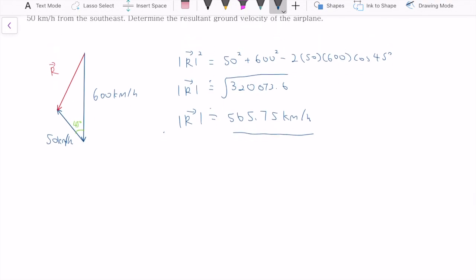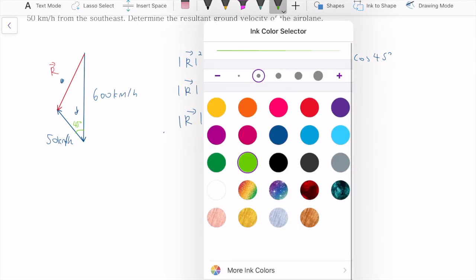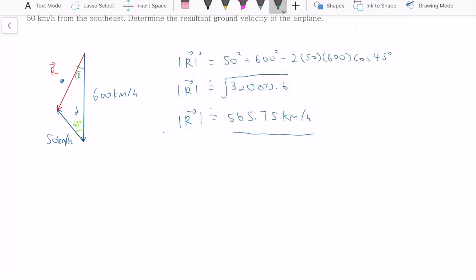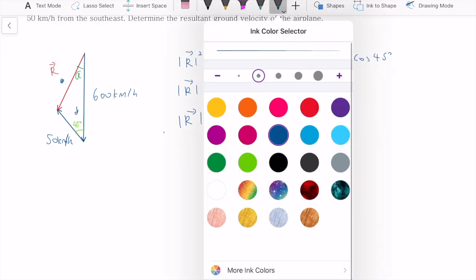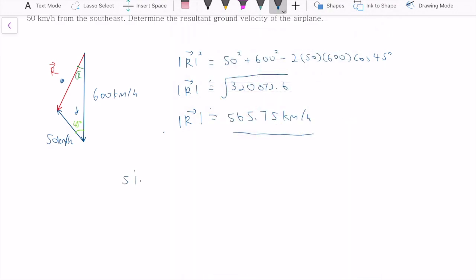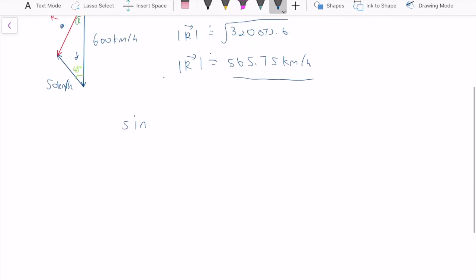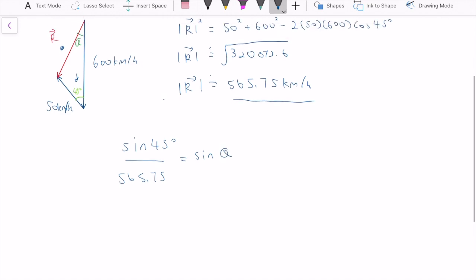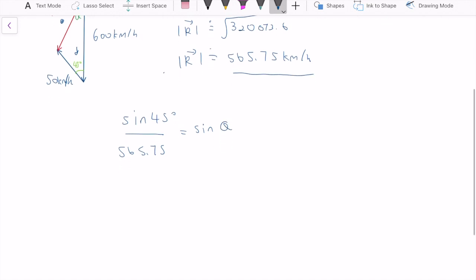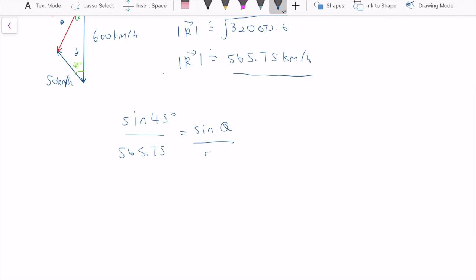So we have a side length of this side, and we have the angle of this. So we can easily find the angle here to find the direction. So sine law, you can use cosine law too, but I prefer sine law. So sine 45 over r, which is 565.75, equals to sine theta we're finding, which is here by the way, over 50, because this is the opposing side length.